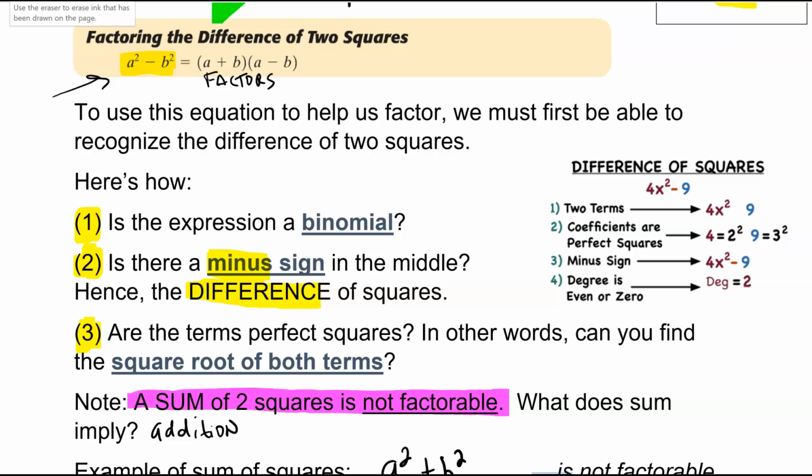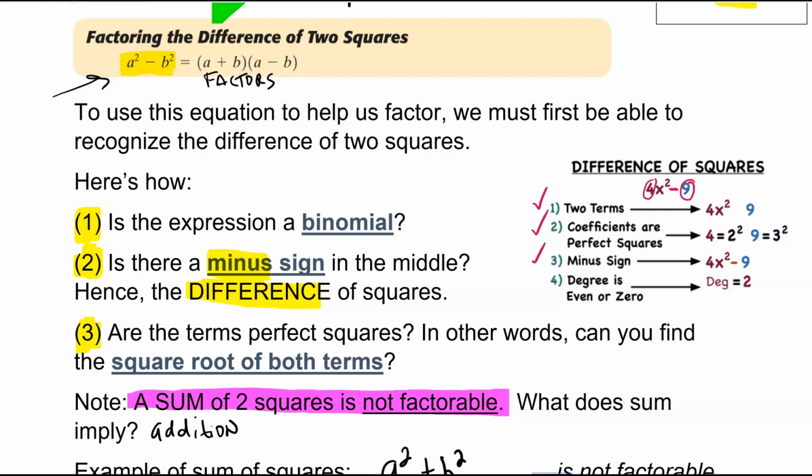There are two terms. It's a binomial. Coefficients are perfect squares. And what do I mean by coefficients? Is 4 on our list of perfect squares? Yes. Is 9 on our list of perfect squares? Yes. Is there a minus sign? Yes. Check. So all these things we're checking off.